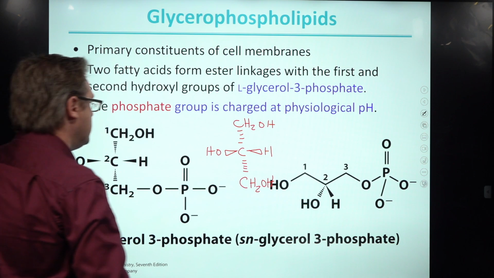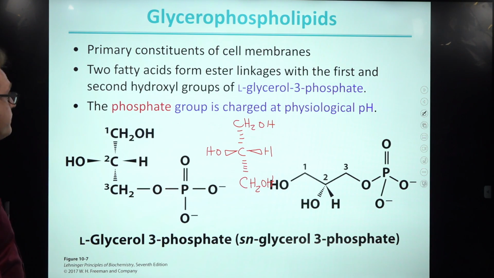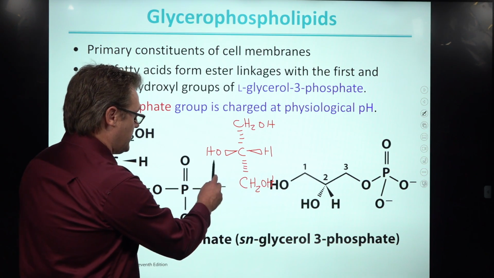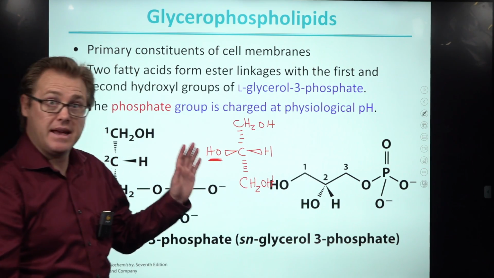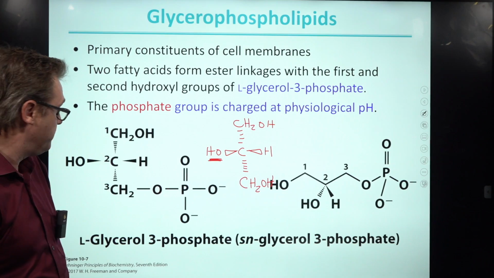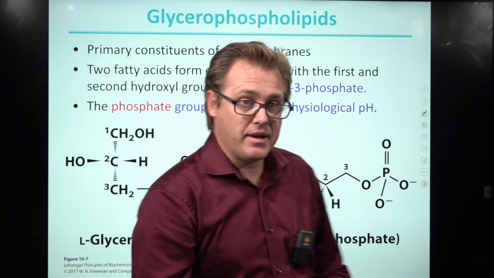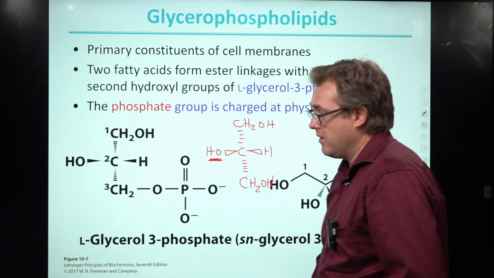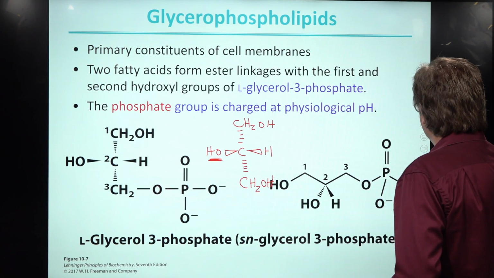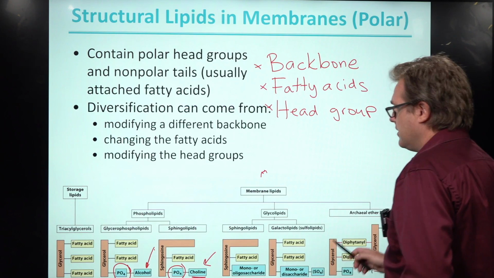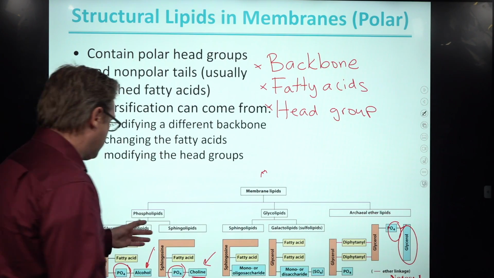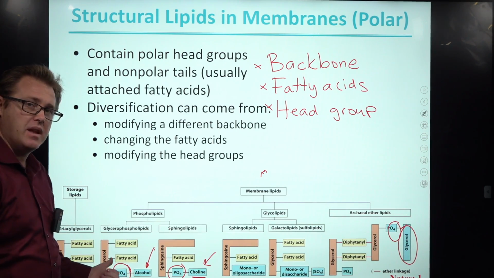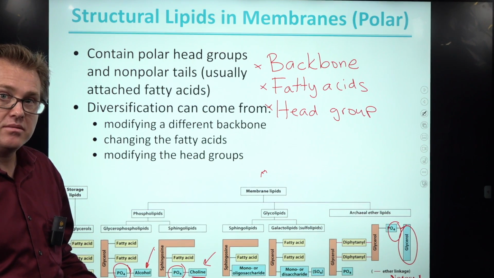There we go. So there's glycerol right there. Now, we know this is L-glycerol because the OH right here is on the left side when you look at the Fischer projection. What's interesting about glycerol is that for most of the phospholipids category right here, the glycerol backbone is going to be L-glycerol.